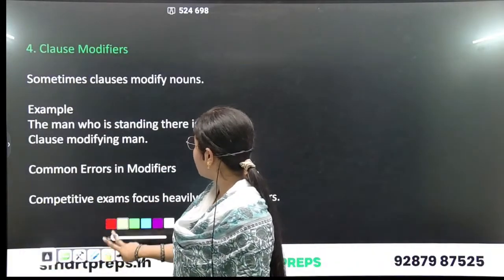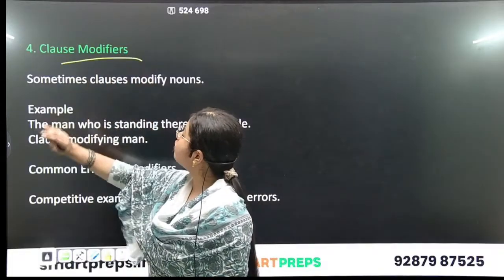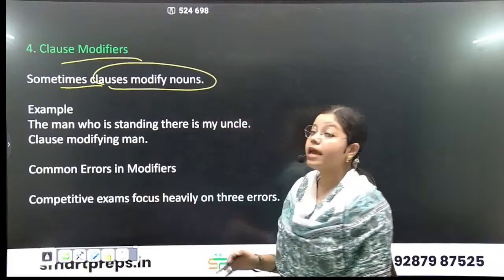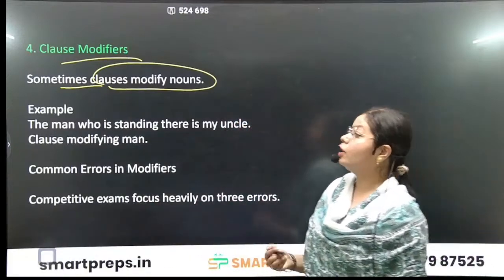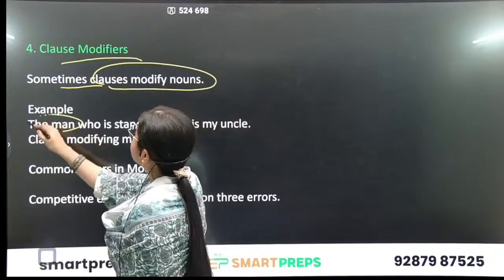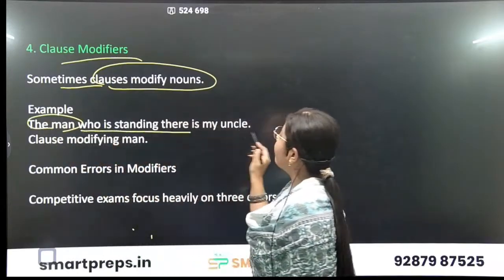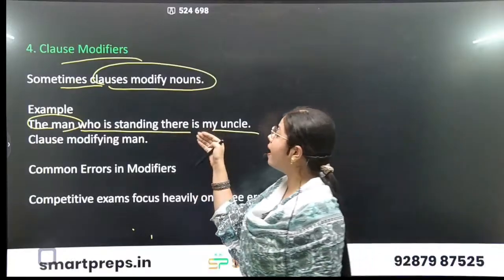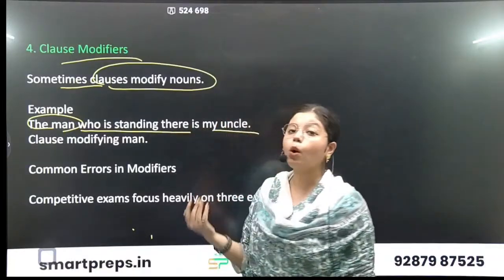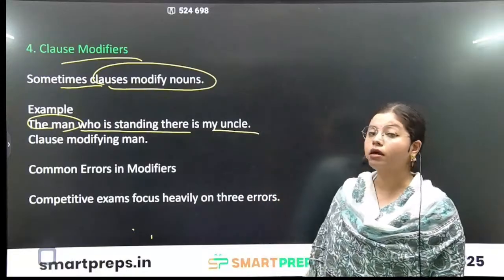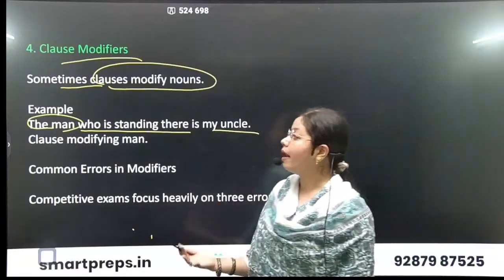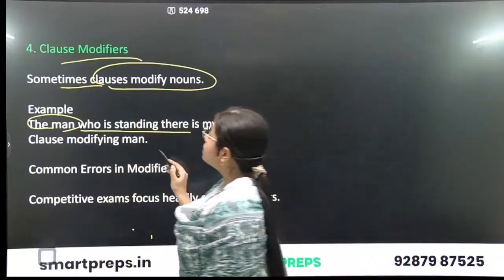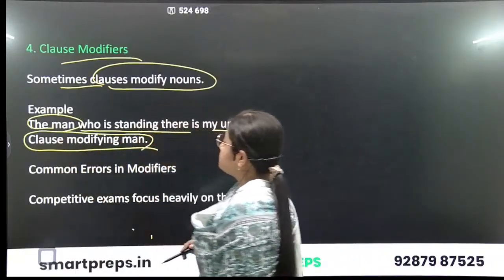Next is clause modifier. Sometimes clauses modify nouns. For example, the man who is standing there is my uncle. I could also have said, that man is my uncle. But I'm describing the man. The man who is standing there is my uncle. Clause modifying man.